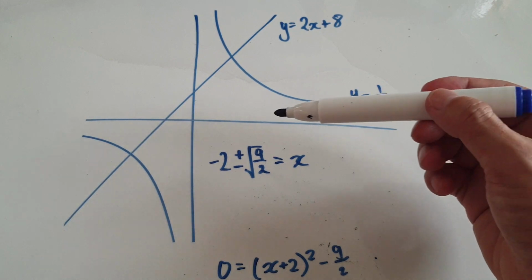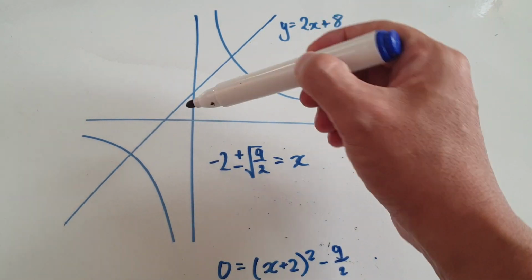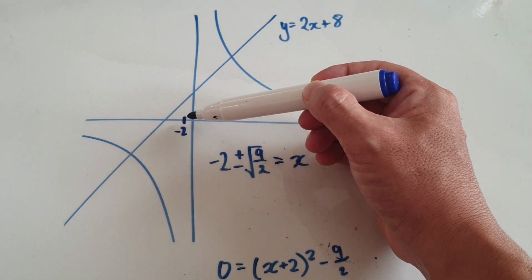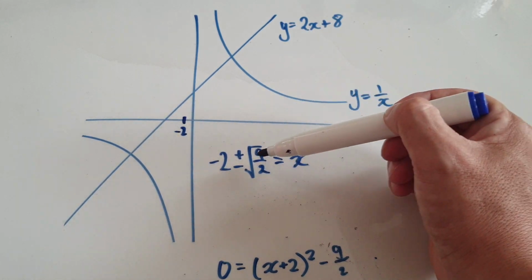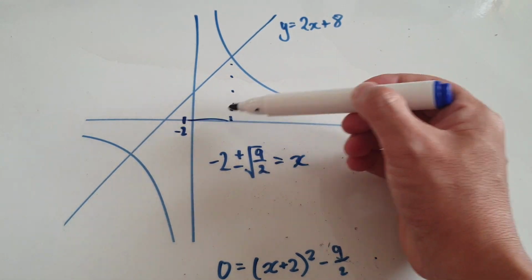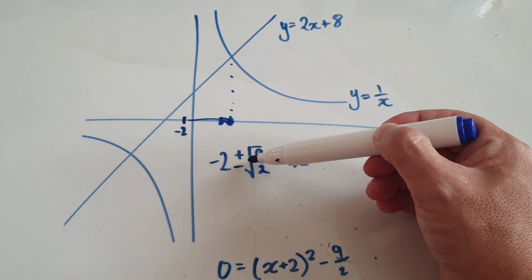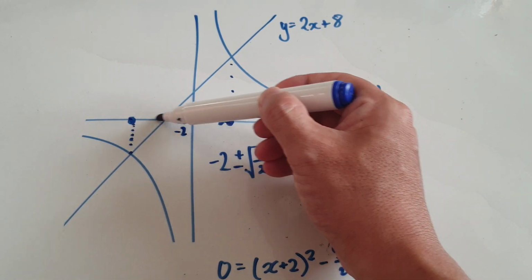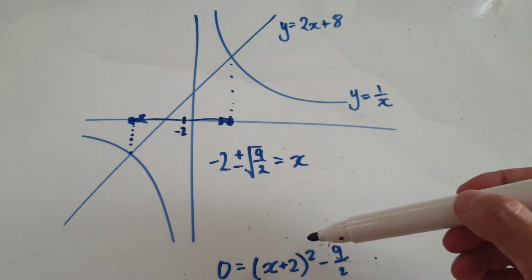So what that means is, this is not to scale, by the way, negative 2 is somewhere around here. If I add the square root, it would take me to here. And then if I take away the square root thing, it would take me to here. So we've got our solutions, okay?